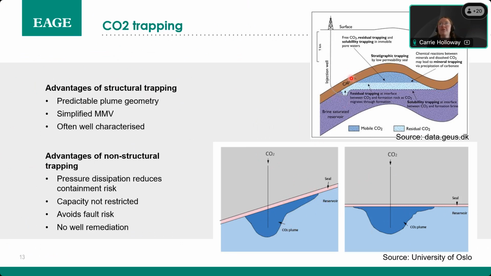Now, if you do have some sort of structure that you're injecting into, this can help determine exactly where the CO2 is going to go, because you can inject the CO2 up to the spill point, in which case the CO2 may sit at the top of the structure as a free phase. You'll probably inject down dip in the structure due to the pressure buildup. You don't want to inject at the crest, so you'll inject down dip and then the structure will fill up. So in this case, the structural trapping is very important.